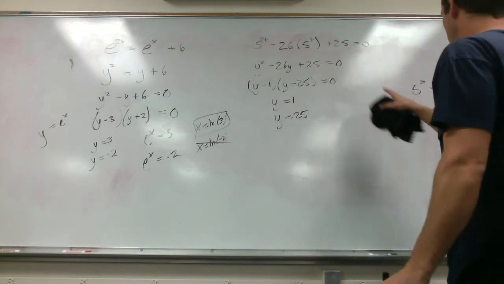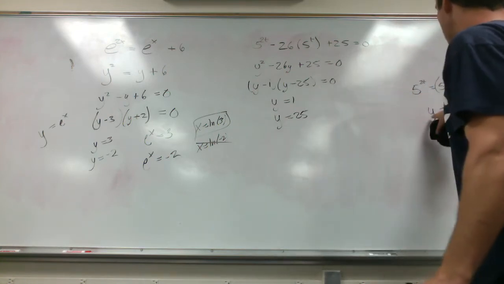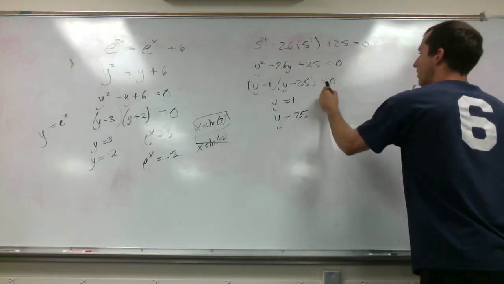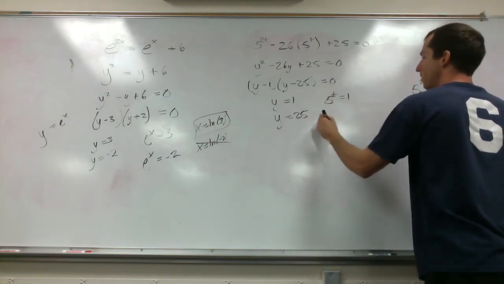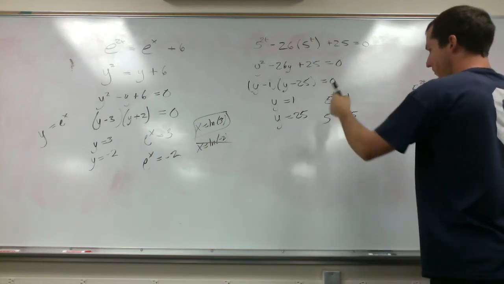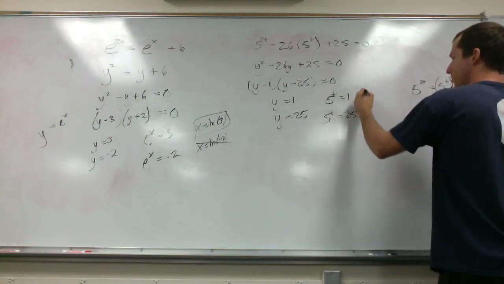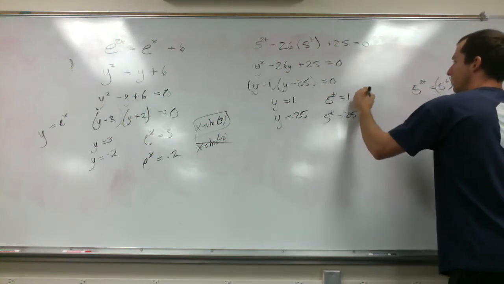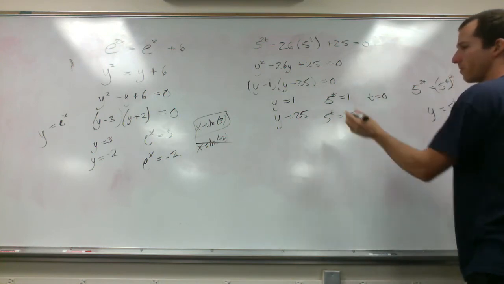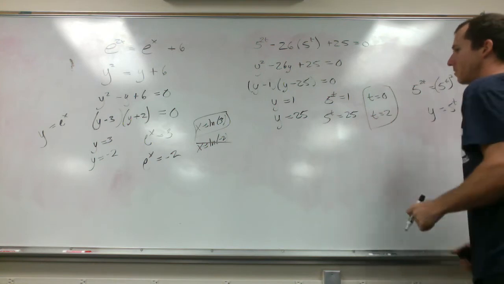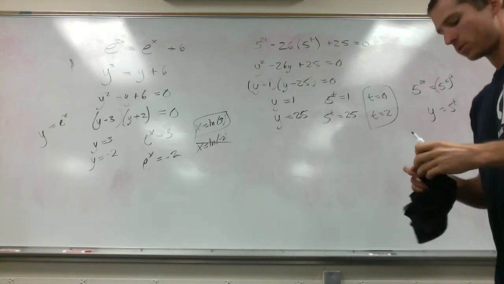But y is not what I want, t is what I want. So substitute 5 to the t for y. And hopefully you can just look at these and tell what your solutions are. You get t equals 0, so 5 to the 0 is 1. t equals 2, so 5 squared is 25.